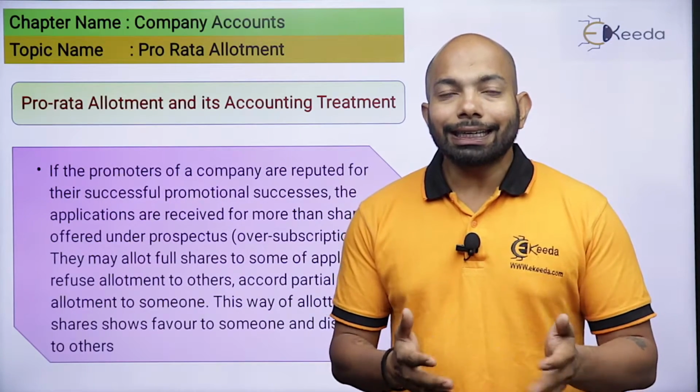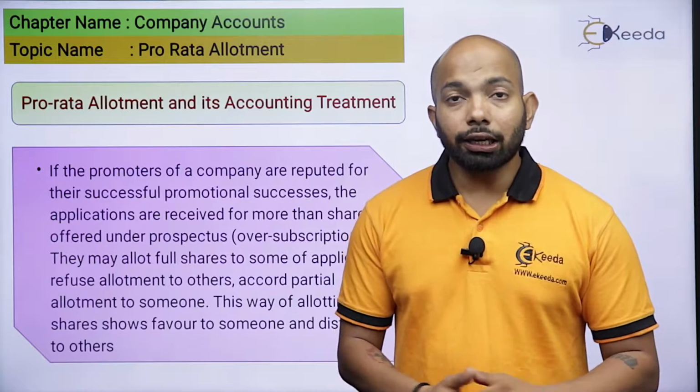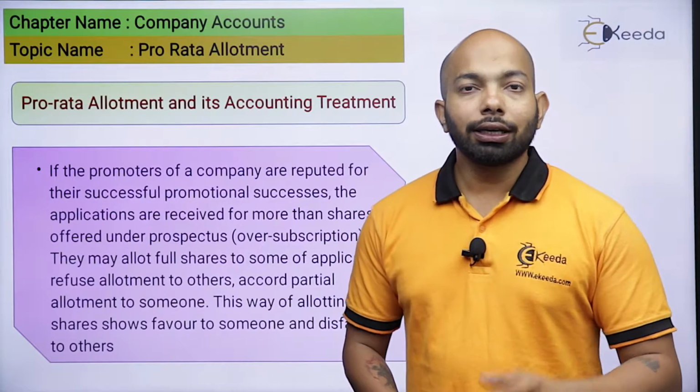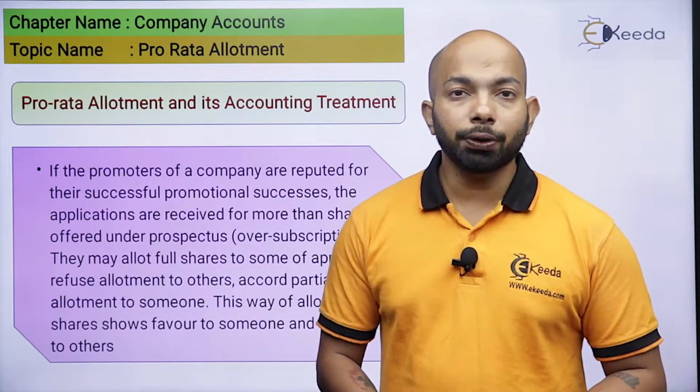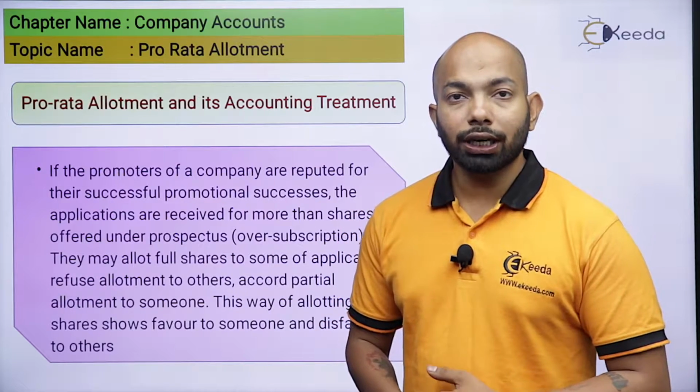So in simple plain words, if there is oversubscription, that is when pro rata comes into the picture. Now how exactly? We'll go on to the next point here.